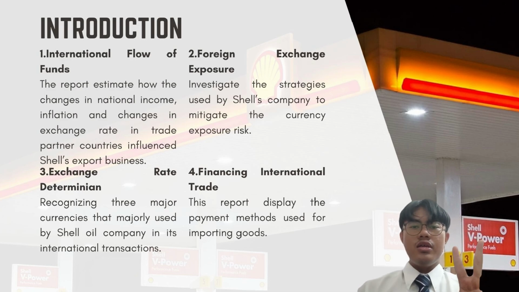The second point is foreign exchange exposure, by analyzing the strategies used by Shell to mitigate the currency exposure risk, since they have a lot of MNCs. The third point is exchange rate determinant, by illustrating the currency exchange trend for the major currency used by Shell Oil Company. The last point is financing international trade, displaying the payment method used in financing Shell import activities.